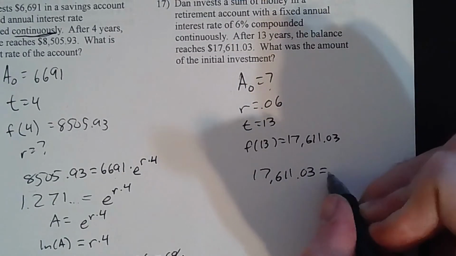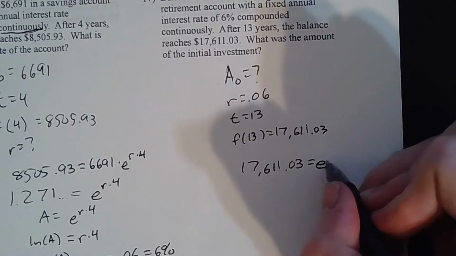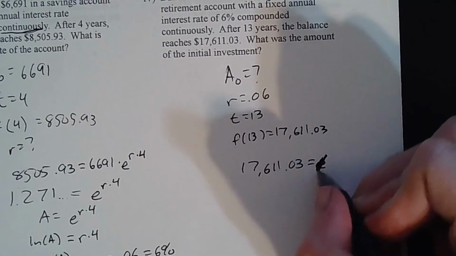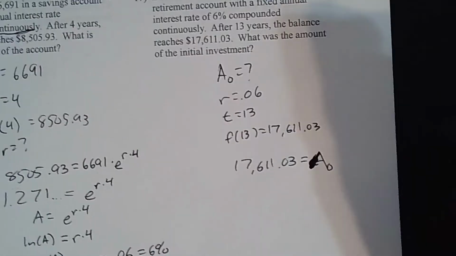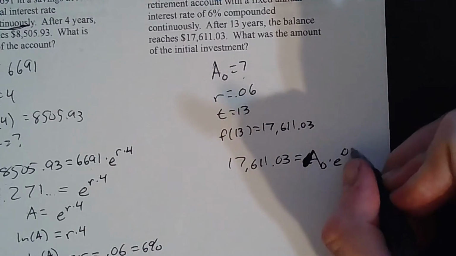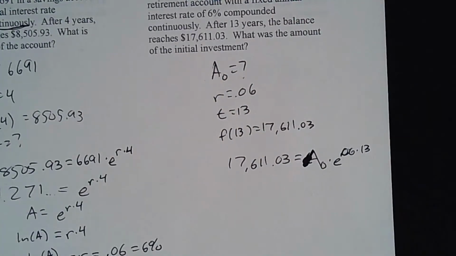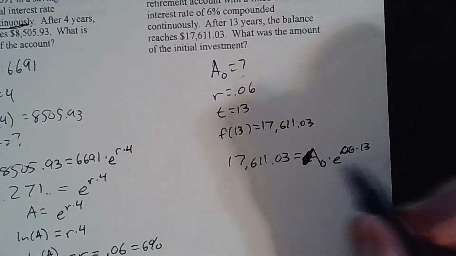Setting up our equation, we got 17,611.03 is equal to A naught times e to the 0.06 times 13. Oh, it's not equal to e yet. It's equal to A naught. And to solve this, we literally just divide by this guy and we're done. It's a whole problem.